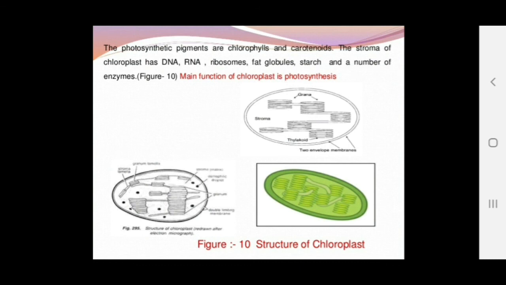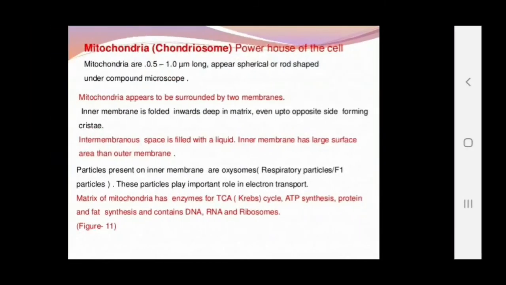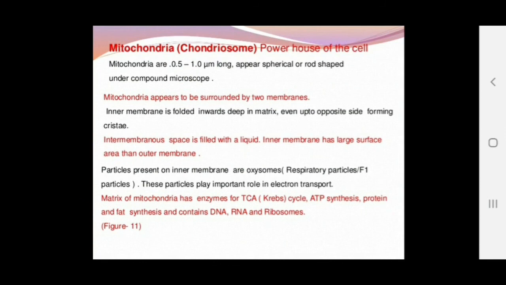The main function of the chloroplast is photosynthesis. As they have their own circular DNA and ribosomes, they are also called semi-autonomous structures. Semi-autonomous means they can produce their own proteins required for multiplication. Clear? That's why these are also called autonomous or semi-autonomous units. Clear? Like the chloroplast, the mitochondria also have their own genetic material.